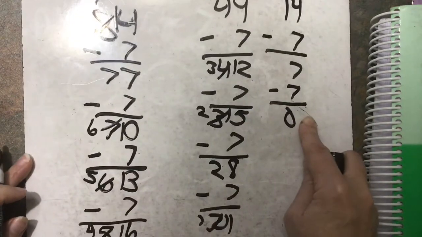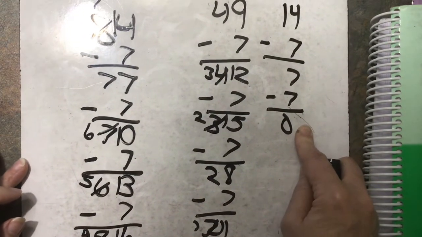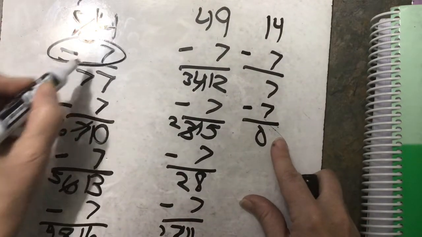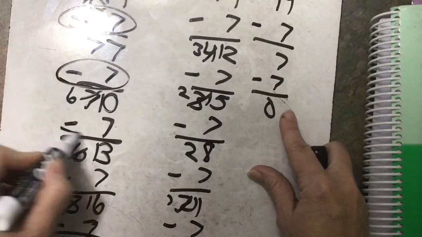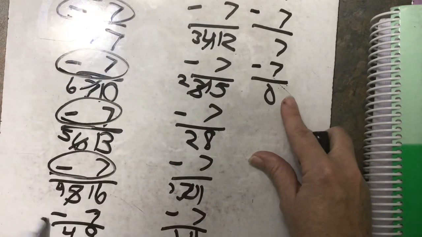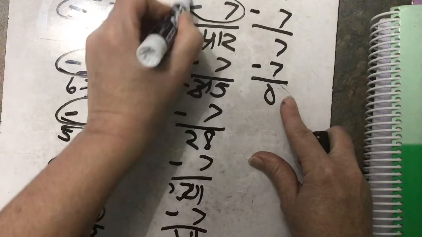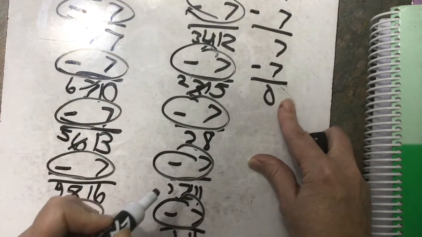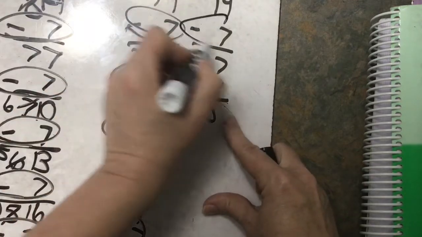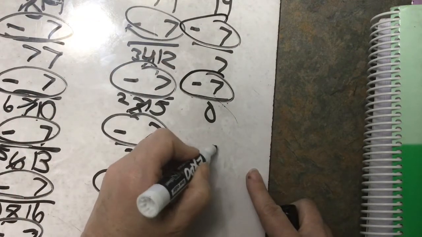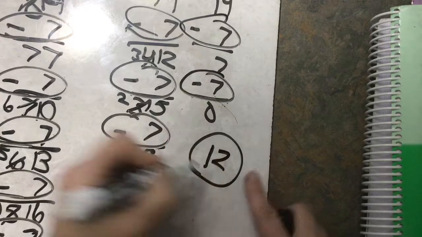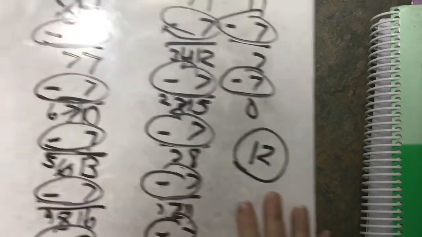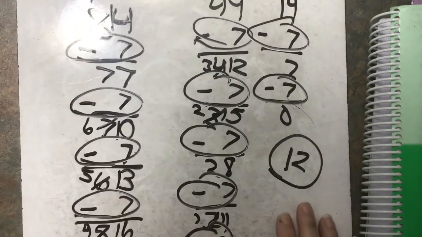Now we have to go back and we have to count how many times did we take away 7. So we're going to circle them and count them as we go. There's 1, 2, 3, 4, 5, 6, 7, 8, 9, 10, 11, 12. So my answer is that each child gets 12 Easter eggs in their basket. Okay, so this was an example of repeated subtraction.